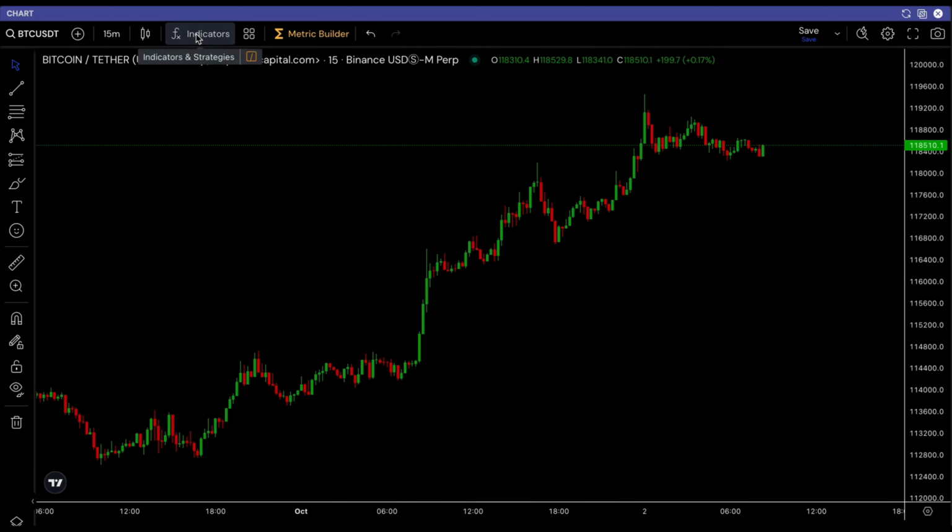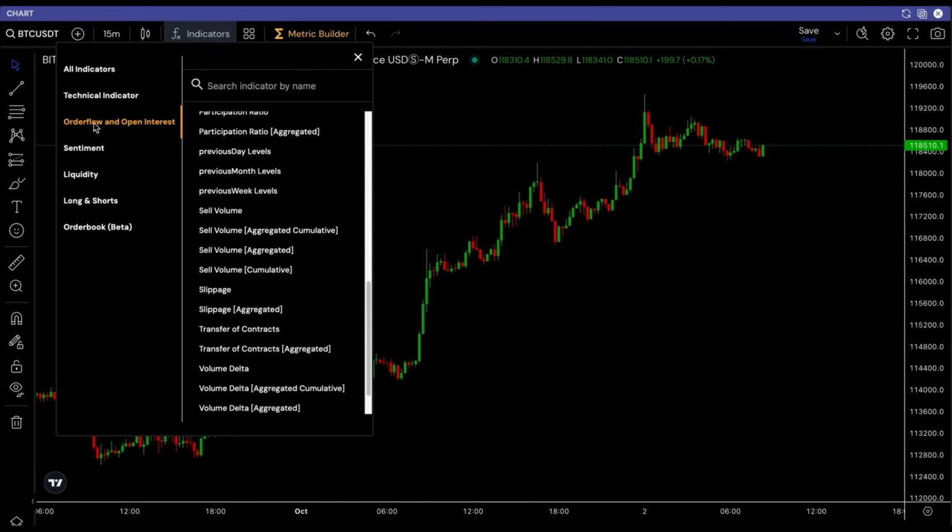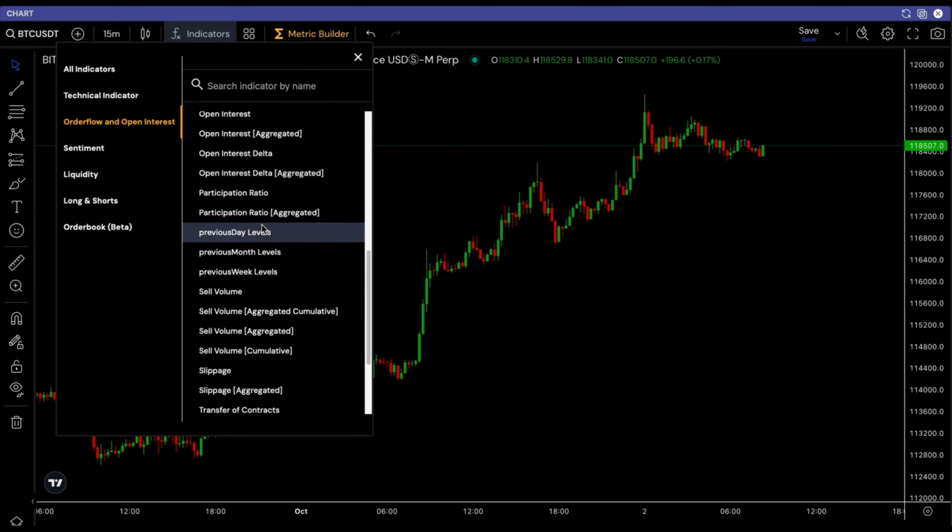First, go to Indicators, and under the Order Flow and Open Interest tab, you'll find indicators for previous day, previous week, and previous month levels. Let's go through them one by one.